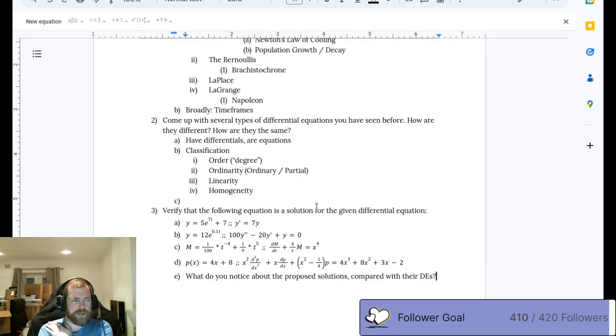So this is just going to be like a generalized, yeah, like what do you notice sort of a thing. It's not going to be massively obvious what I'm going for.